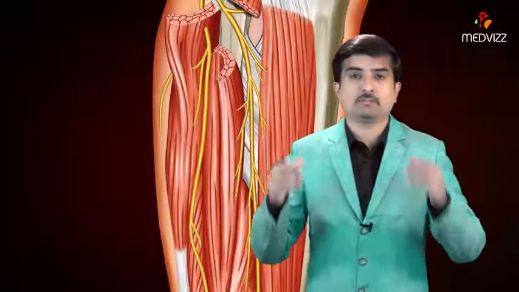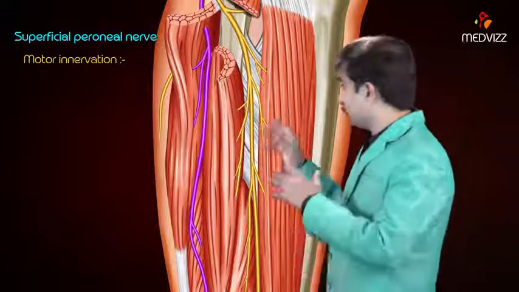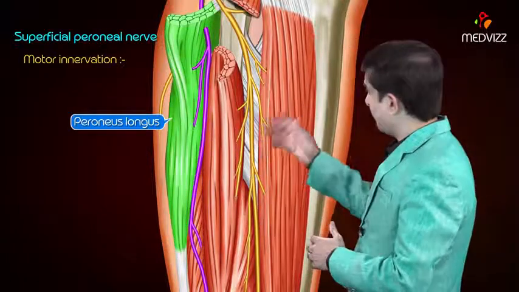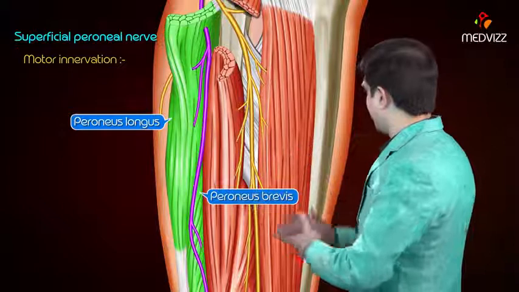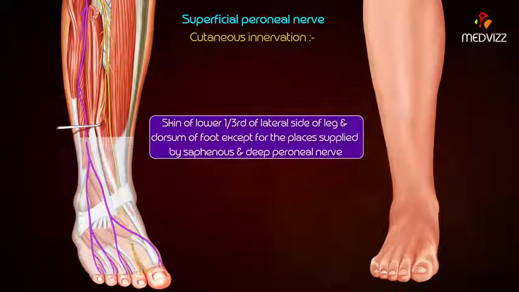And if we talk about the branches given off by the superficial peroneal nerve, the motor innervation is given off to two muscles. One is the peroneus longus and the second one is the peroneus brevis. And when we see the cutaneous innervation more carefully, the superficial peroneal nerve supplies the skin of the lower one-third of the lateral side of the leg and the dorsum of the foot, except for the places where it is supplied by the saphenous nerve as well as the deep peroneal nerve.